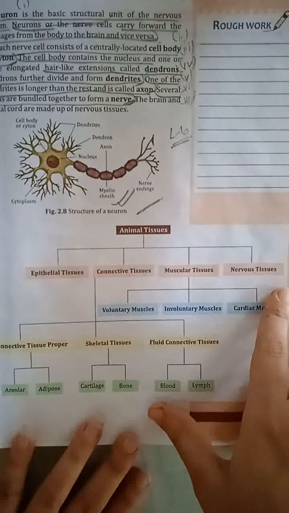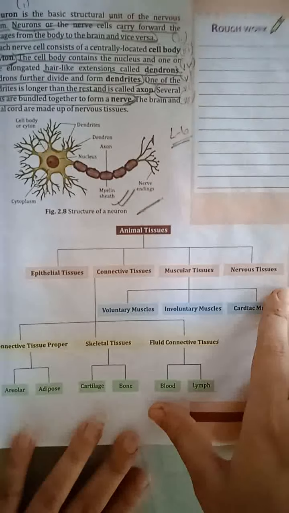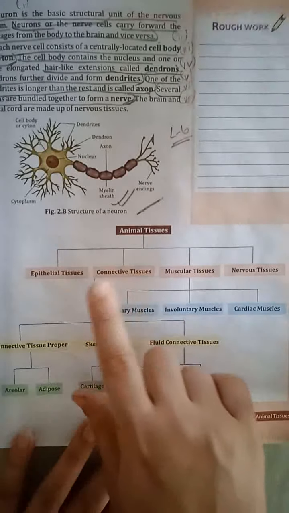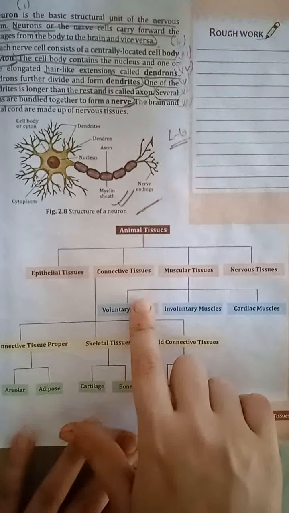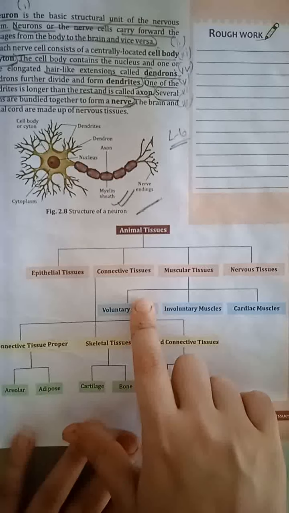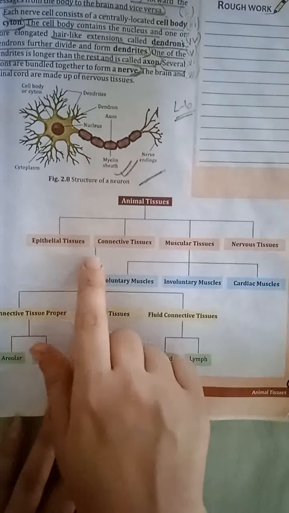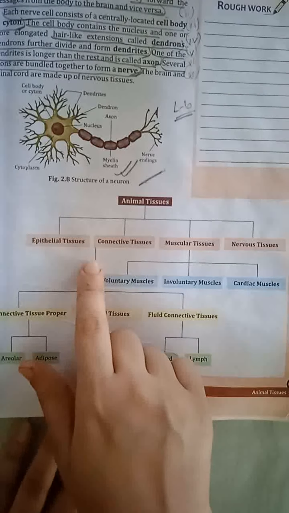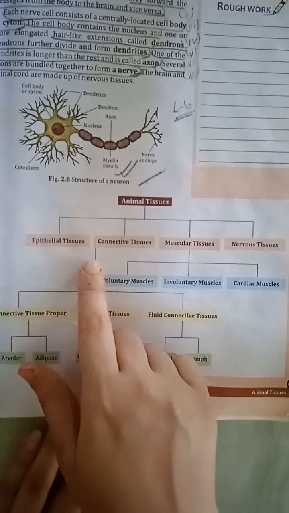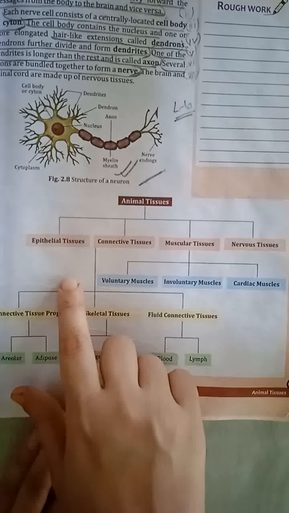Out of these 4 tissues, we have completed 2 tissues in our previous videos. They were epithelial and connective tissues. So we can take a quick revision of that classification. Now, we have read about the epithelial tissues, that cover the outer lining of your body. It was a very short topic.